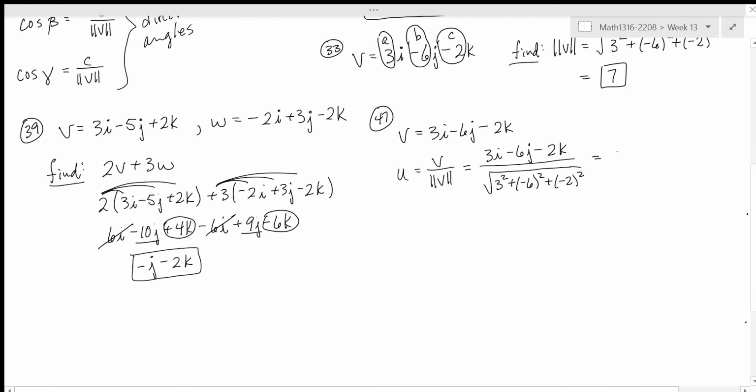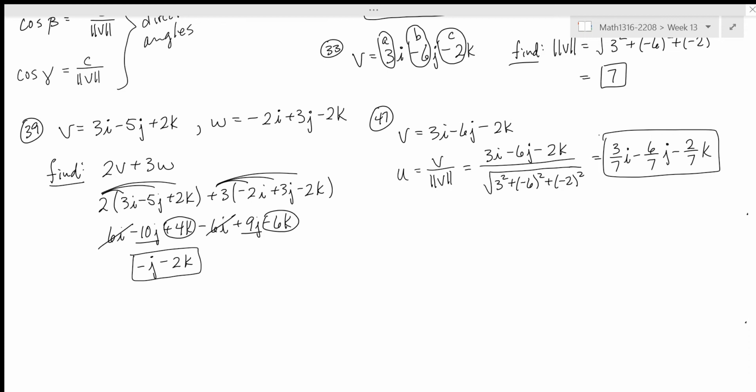All right, so here we go. For the answer, the unit vector is 3/7 i minus 6/7 j minus 2/7 k. Whatever the denominator is, you have to give it to every term in the numerator. The reason we need to do that is so that it's in standard form.